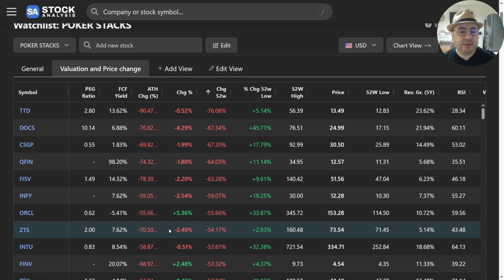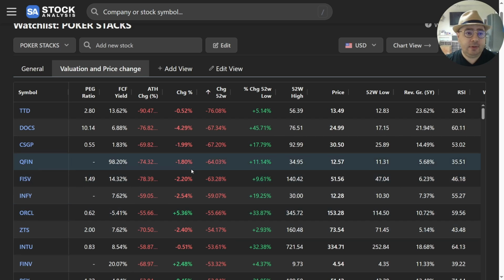But anyway, Zoetis, this is a huge opportunity. Massive margins. Tech-like margins. It looks like a software company, down 70% from all-time high. Down 2% more today. 52-week low, 54%. And it is very close to the bottom of the 52-week low. I mean, up 3% since the bottom of 71. This is why it's one of my top positions, Zoetis.